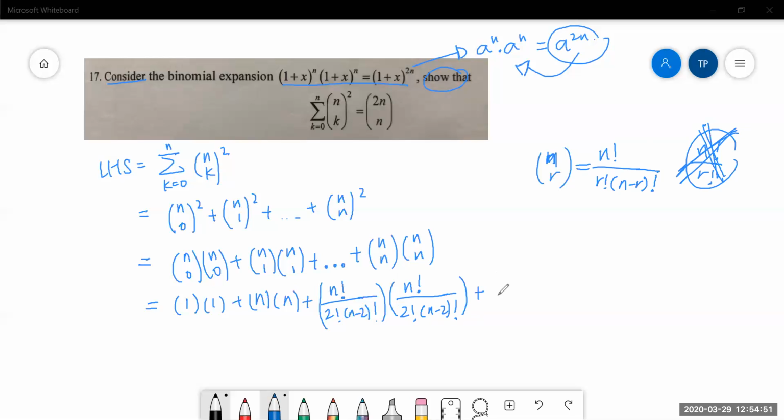Wait, then okay, so n choose 0. N choose 0, is it 1? N choose 0 is 1. N choose 1 is n, yeah, then wait, then how... n over 2.